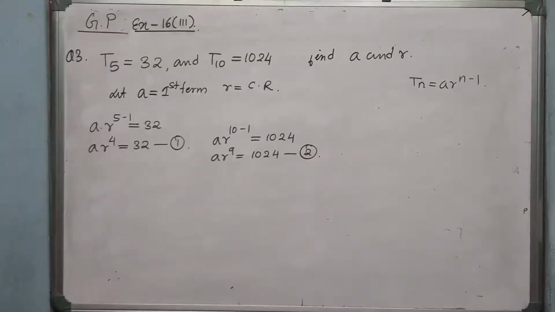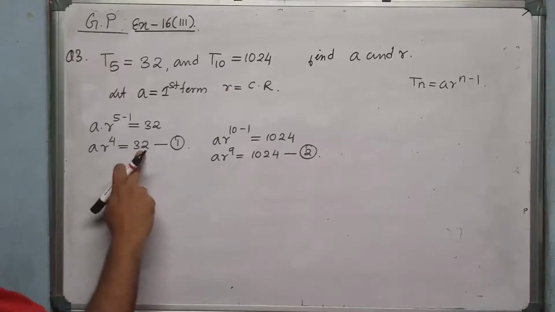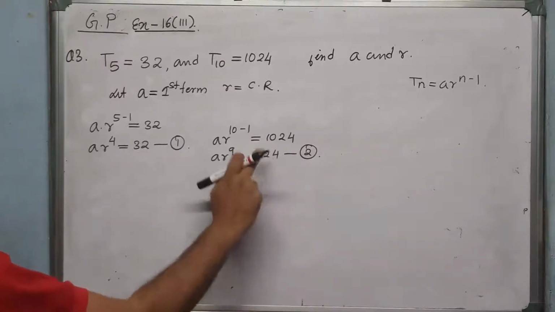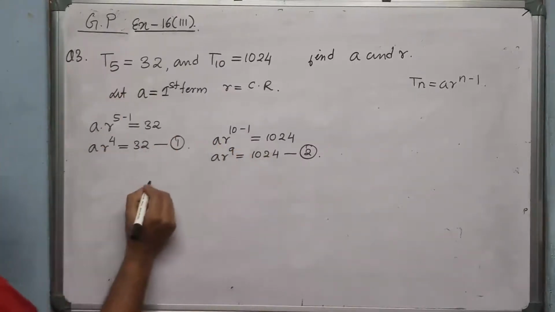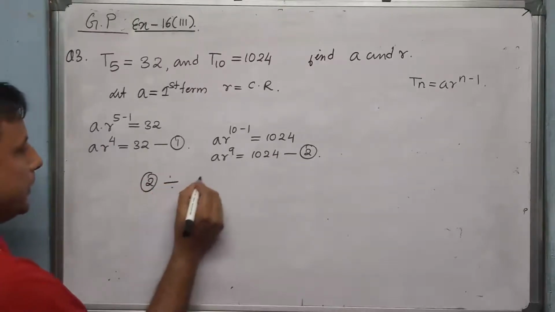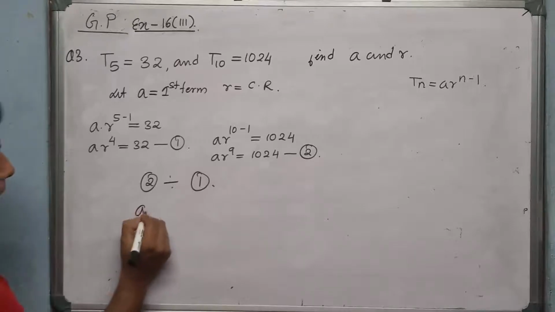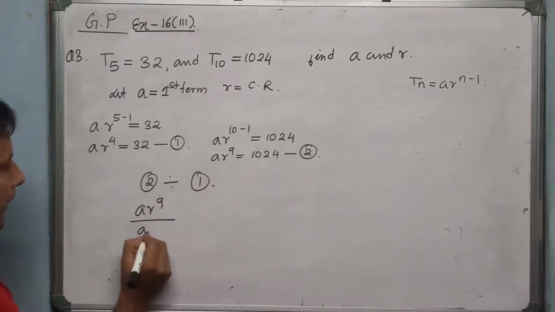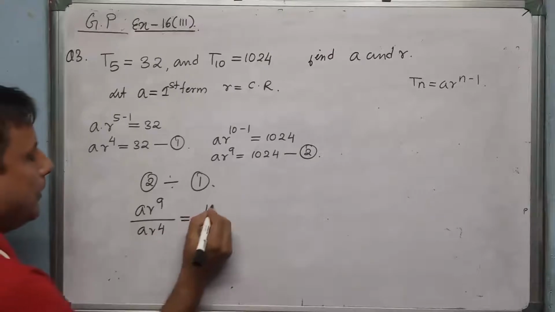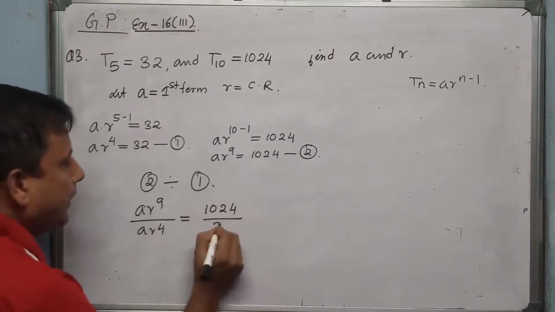Now, in AP we did this kind of question. In AP we solved simultaneously to calculate the value of the first term and the common difference. But in the case of GP, you have to divide. The division also you have to do in a particular manner. Over here 32 is there and 1024. This one is bigger, so you always divide the bigger equation by the smaller equation. Equation 2 divided by equation number 1. So A r to the power 9 divided by A r to the power 4 is equal to 1024 divided by 32.